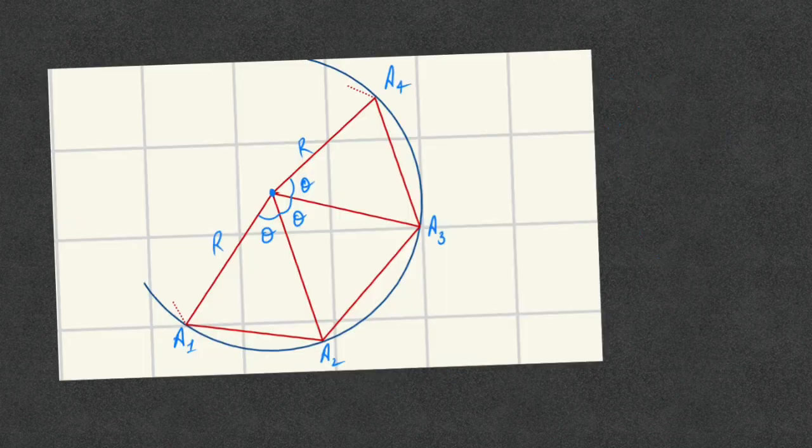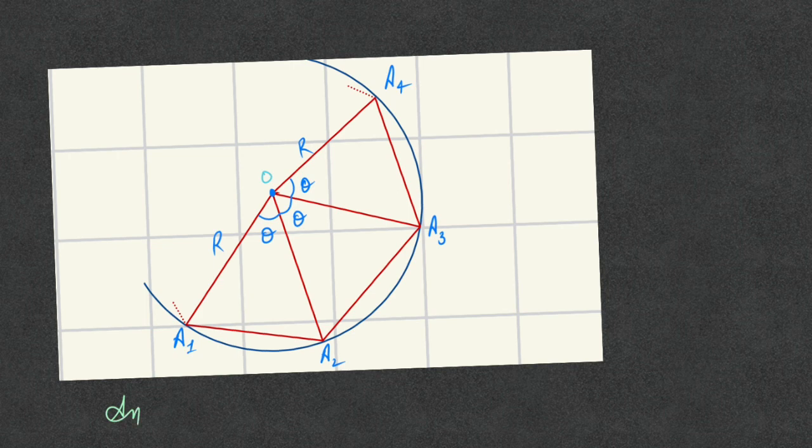So let us suppose a circle with 10 points. We are just taking a portion of it here, up to 4 points starting from A1, A2, A3 and A4. In totality there are 10 points. We are just taking the portion from A1 to A4 of the circle. Here the center of the circle is O and the radius is capital R.